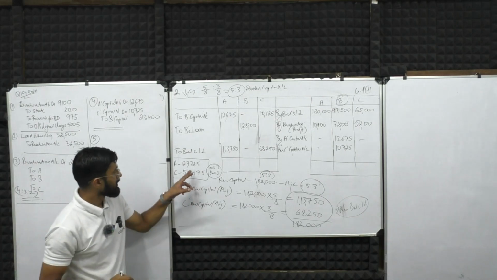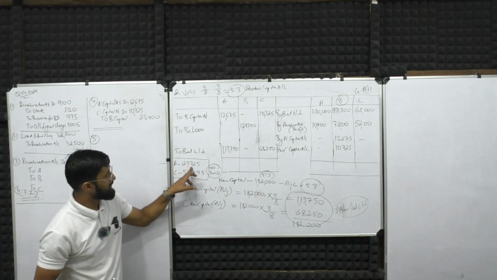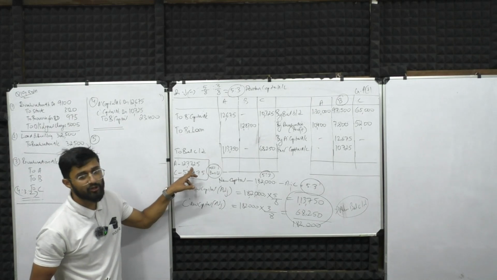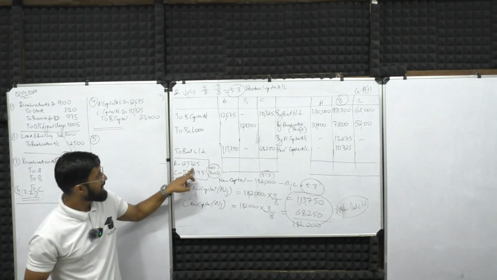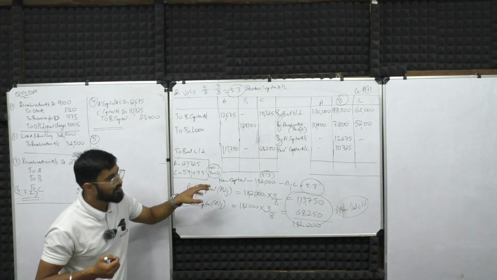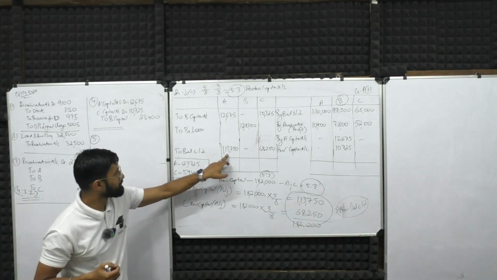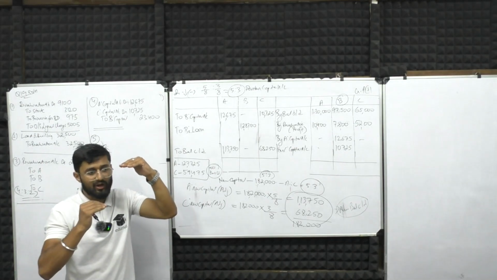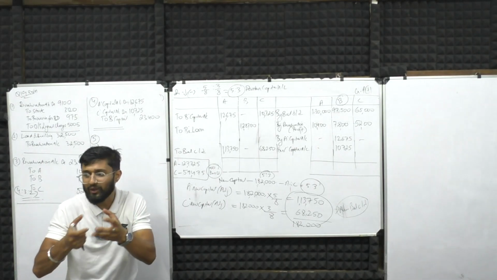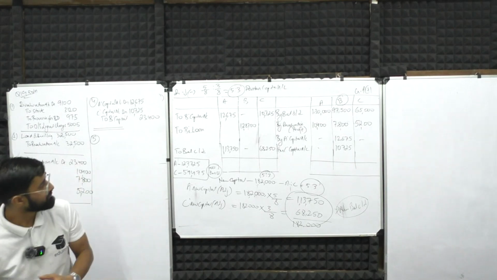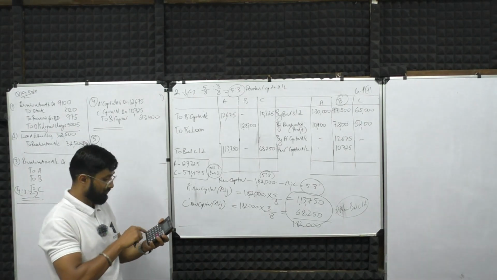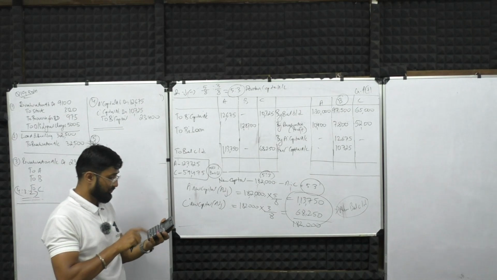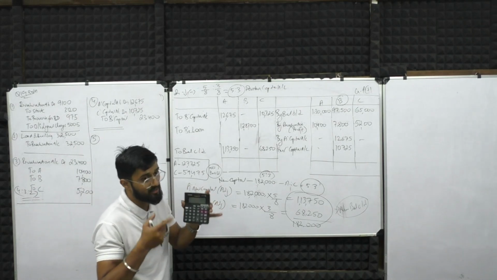And the capital account actual balance is 1,27,725. The adjusted capital account balance is 1,13,750. The difference is 13,975.